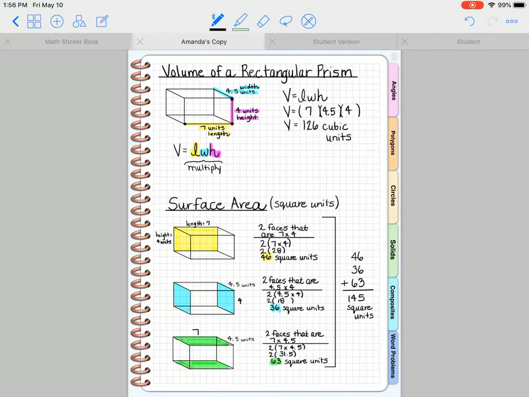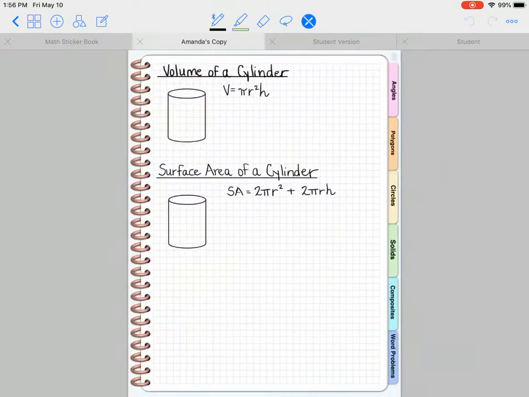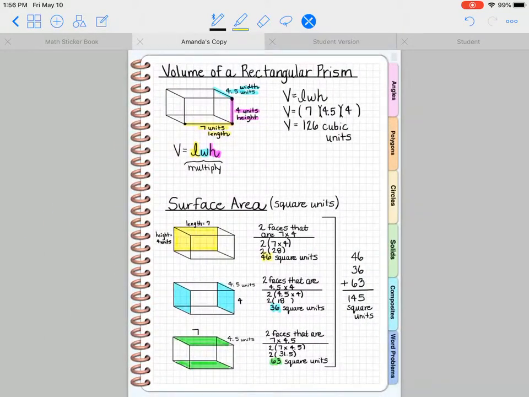But this is how to do a volume and then a surface area for a rectangular prism. I'm going to stop the video. I believe the next thing, yes, is cylinders. So I'll see you for this page coming up soon.